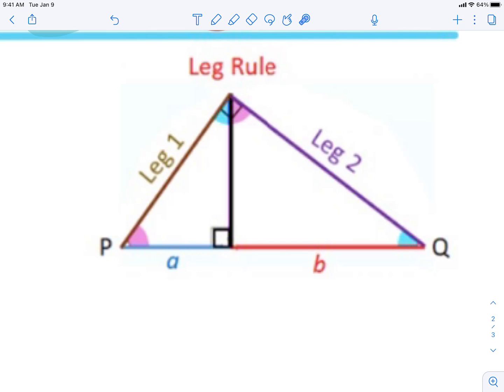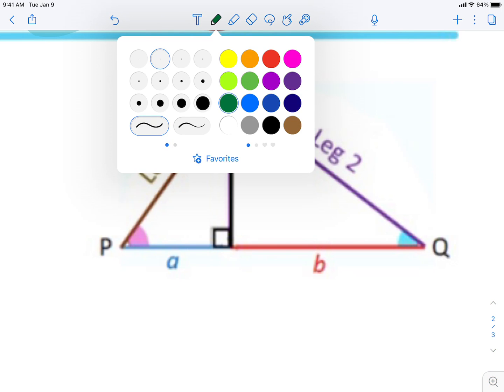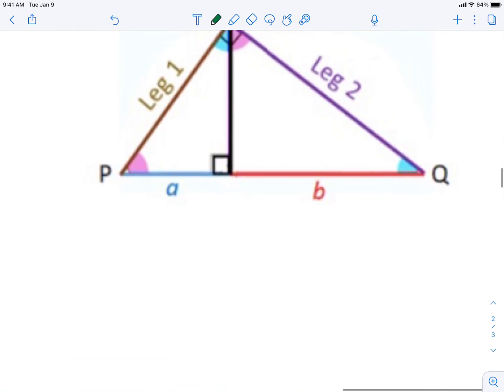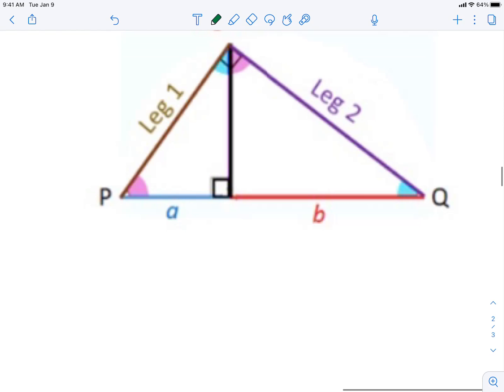So, let me show you. There are two rules that we must remember with these legs. There's leg left, leg 1, and leg right, leg 2.